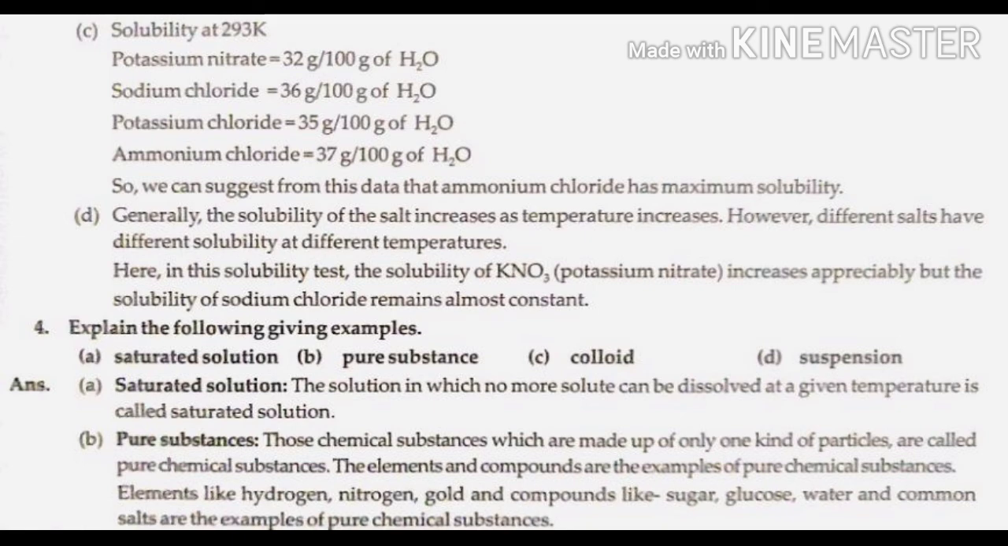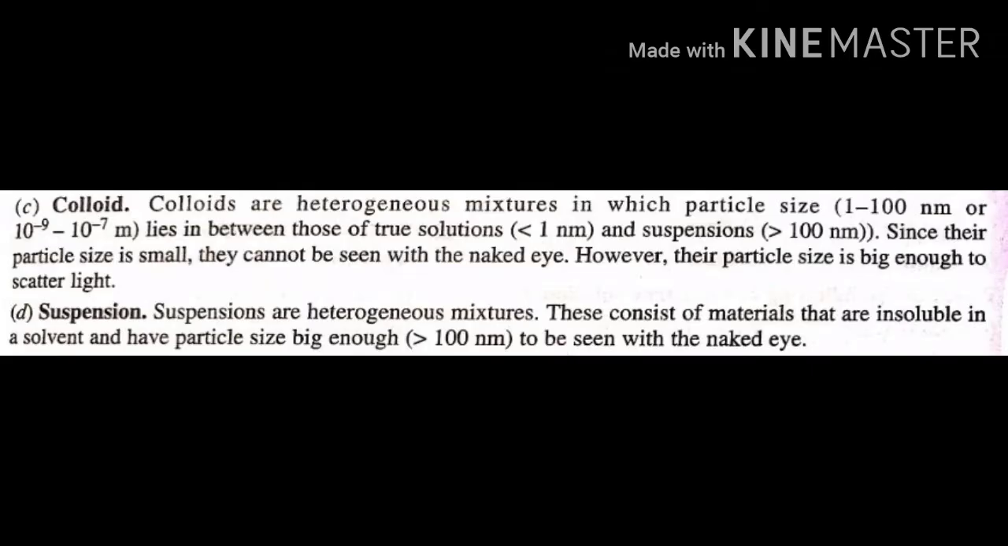Colloid. Colloids are heterogeneous mixtures in which the particle size, 1 to 100 nanometer or 10 power minus 9 to 10 power minus 7 meter, lies in between those of true solutions and suspensions. Since their particle size is small, they cannot be seen with the naked eye. However, their particle size is big enough to scatter light.